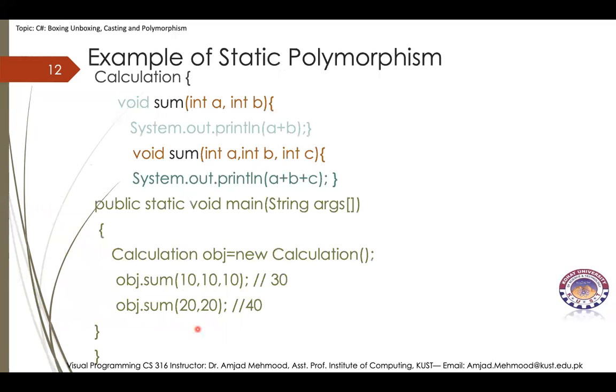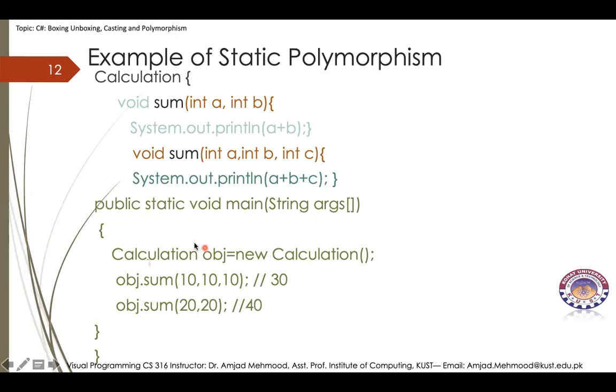I'll explain that with the help of an example. For example, in static polymorphism, you have the same method, like the sum method here, but this method has two arguments in one version and three arguments in another. So how does the compiler differentiate these? The compiler differentiates on the basis of the type, number, and order of arguments.